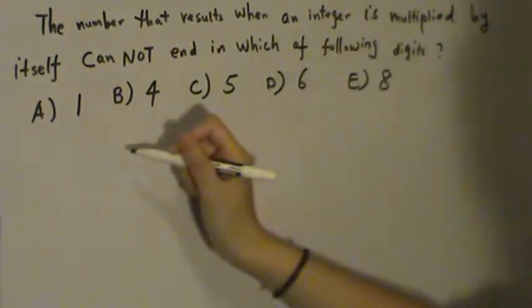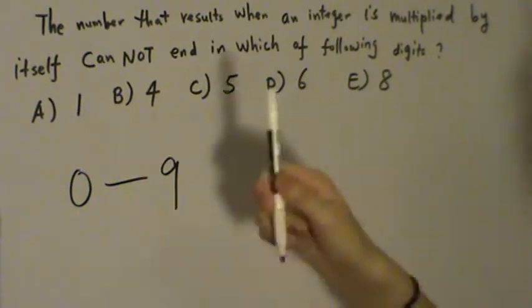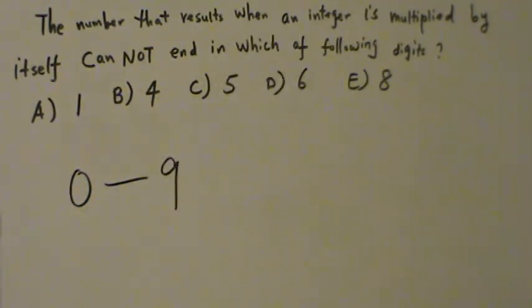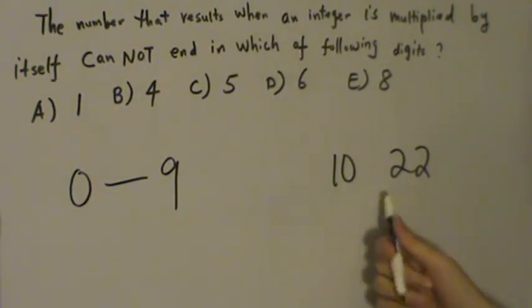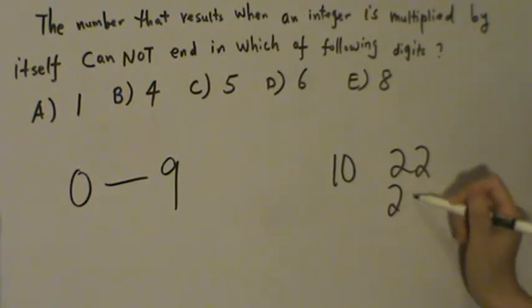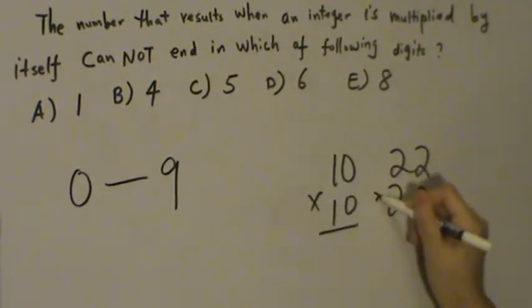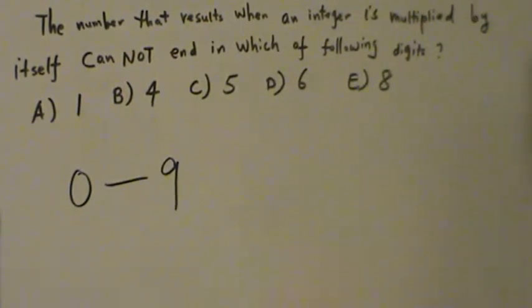So we only have to try multiplying 0 through 9, or at least 0 by 0 or 1 by 1. We only have to do it for 0 to 9 because any other integer, like 10 or 22, is just going to be 0 times 0 for this and 2 times 2 for this, because we're just looking at the last digit. The last digit of the answer only depends on the last digits of the two factors you're multiplying. So we only have to do this for integers 0 through 9, so let's get started.